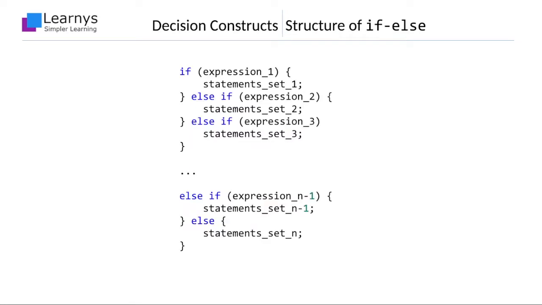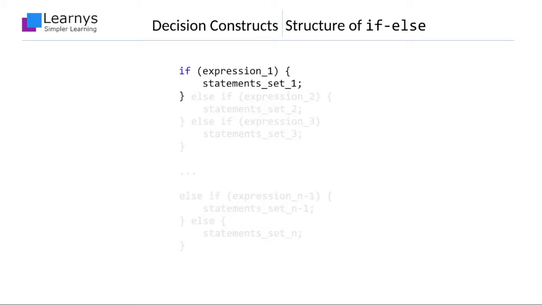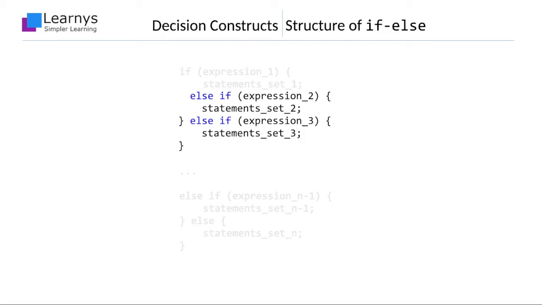This is the general structure of the first type of decision constructs. Every decision construct must have exactly one if block. The if block starts with the if keyword followed by a pair of round brackets, which is followed by a pair of curly brackets. The curly brackets define the body of the if block, which contains the statements to be executed. This type of decision construct may also have optional multiple else if blocks.